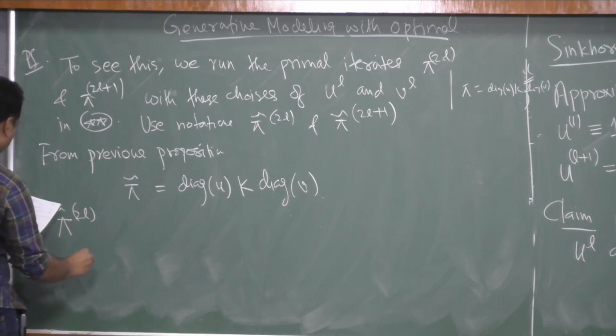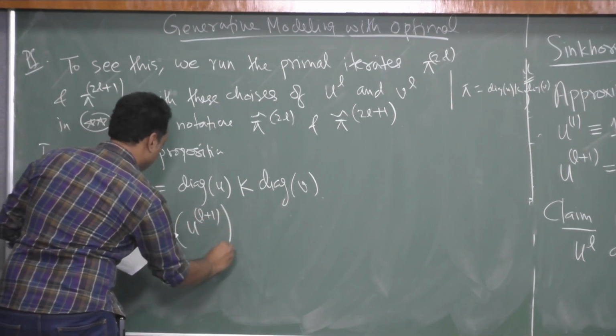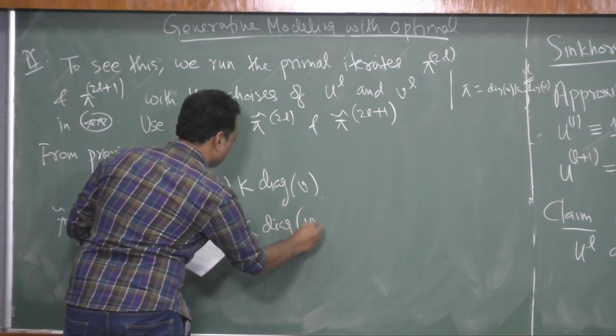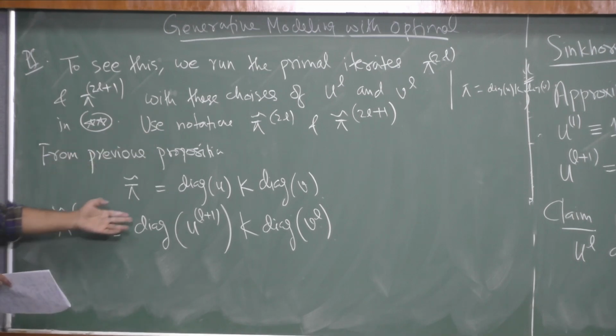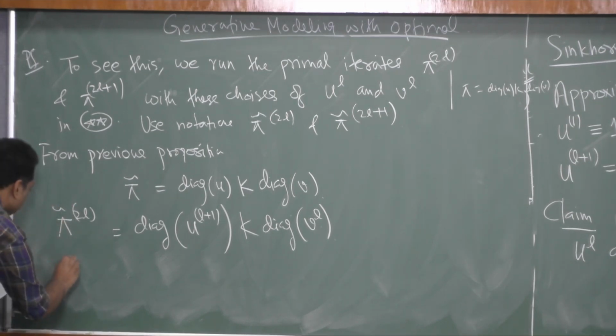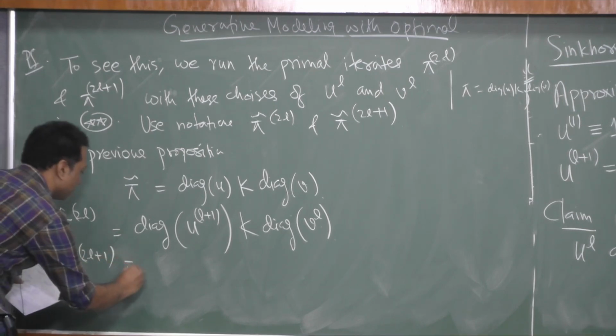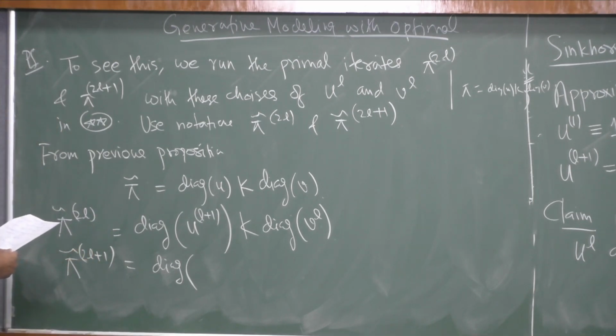Let us say this is our 2l, and we identify this as the even iteration, which is diag of u l plus 1 K diag of v l. So I'm generating even iterations like this, and then I will generate the odd iterations like this, with ul and vl being generated by that. Overall, if it comes out to be the original pi 2l form, then I know that both algorithms are generating the same thing. The 2l plus 1 I denote as diag of u l plus 1 K diag of v l plus 1. I'm a little bit doubtful about that double star, whether there was l or l plus 1.